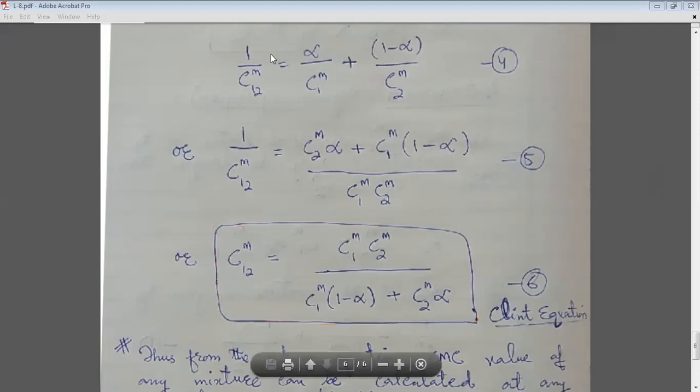This is sometimes also called C ideal. Remember this. This is also called C ideal, because we are not actually calculating or doing it by experiment. We are just calculating it using this equation, or you can say this is the CMC ideal. Now if we do an experimental setup, then we can find the CMC of the mixture using suppose a conductometer or surface tensiometer. That will be the CMC experimental. I will show you a paper where CMC experimental and CMC ideal are given.